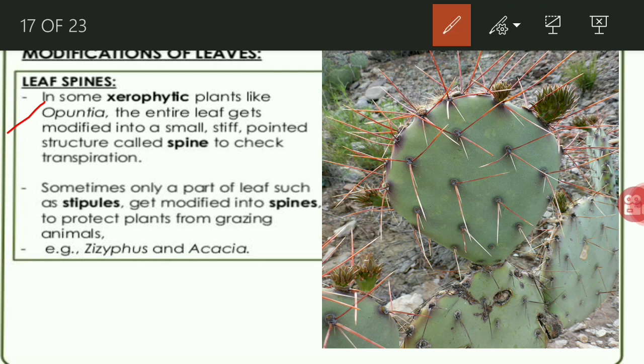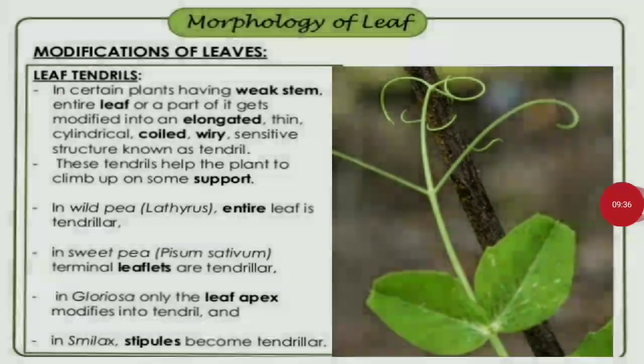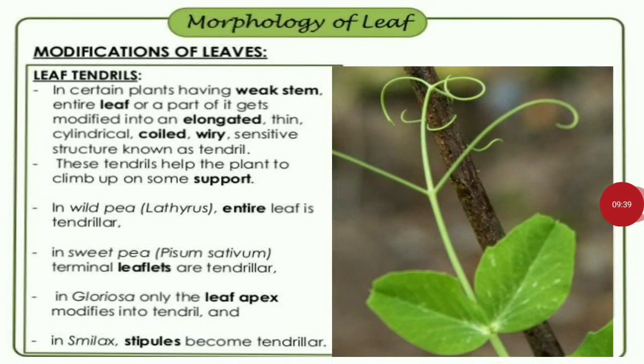In plants like Ziziphus, stipules get modified into spines. Now this will protect plants from grazing animals. In the picture you can see how the leaf is modified into spines. Another leaf modification is leaf tendril. In plants having a weak stem, the entire leaf part gets modified into an elongated, thin, cylindrical, coiled, wiry structure known as tendril.